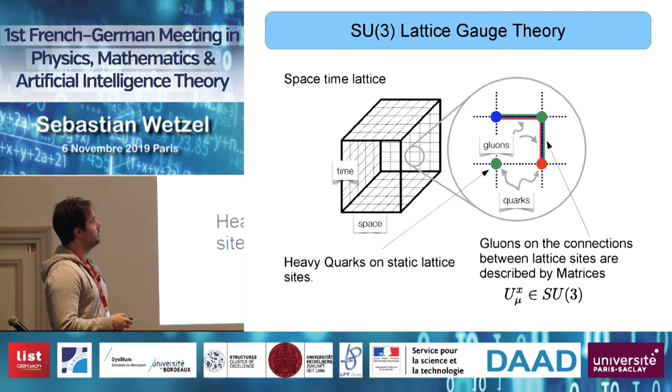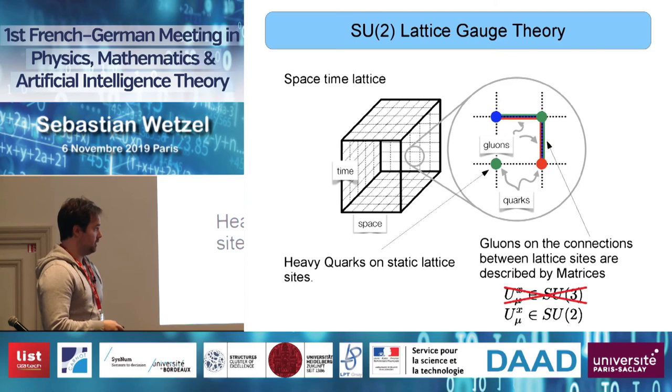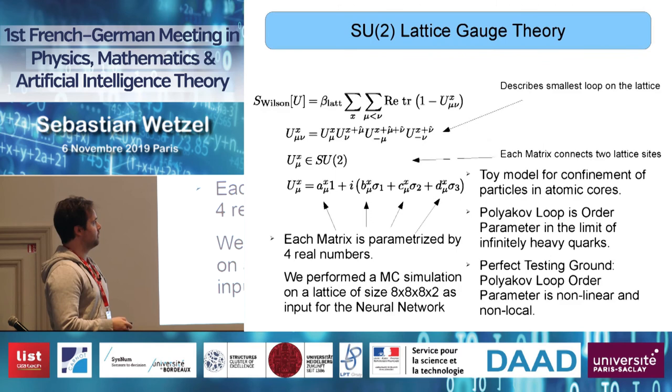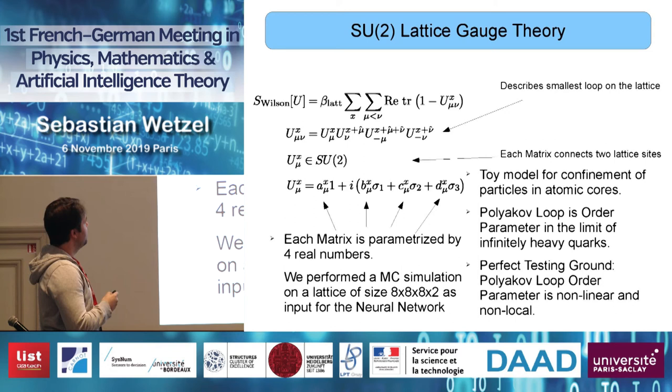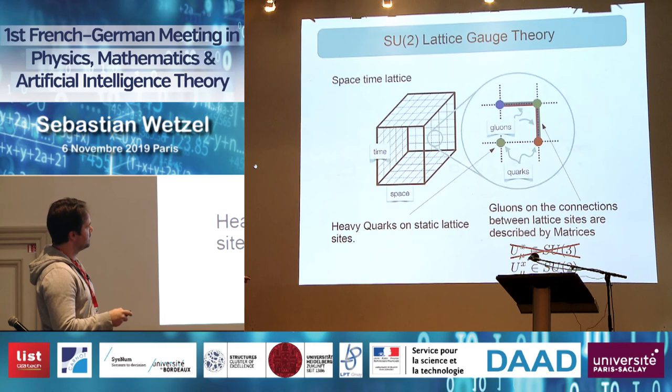However, this is too complicated for our case, which is why we examine the confinement phase transition in SU2 lattice gauge theory. If this looks way too complicated, it does not matter. I will just briefly tell you what it is. This is the Wilson action, the action on the lattice. What this contains is the sum over all the smallest possible loops, going just like this around one plaquette.